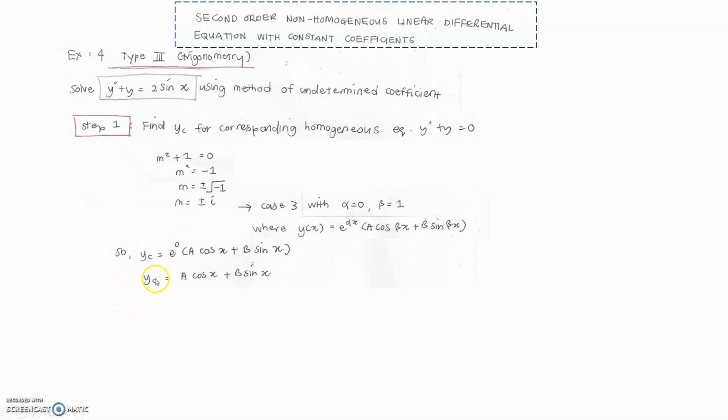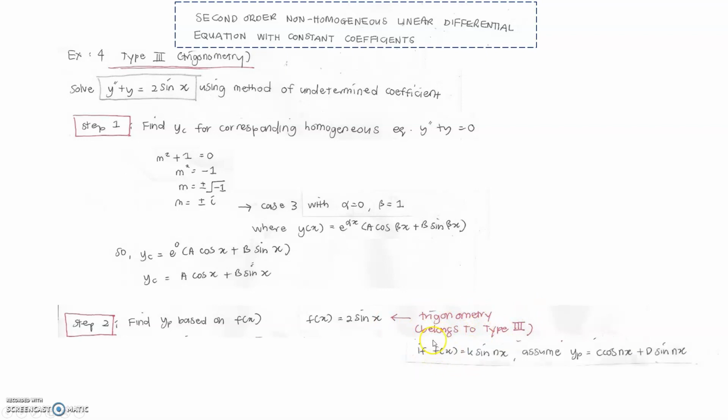Okay, now once you got your yc, you can go to step number 2 to find your yp based on the f(x). So now your f(x) is 2 sine x. You refer to the table that I provided in part 1. So this is the trigonometric case, so it belongs to type 3. If your f(x) is equal to k sine nx, you assume your yp is equal to c cos nx plus d sine nx. So in this case, your n is equal to 1. So that's why your yp is c cos x plus d sine x.